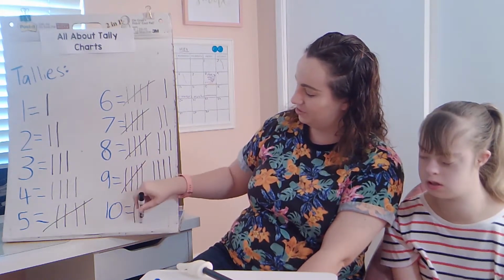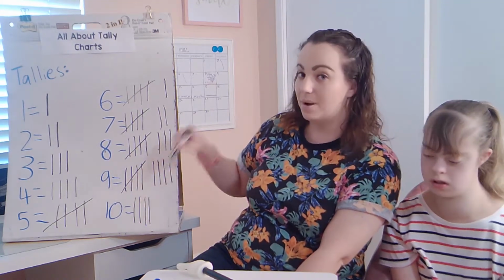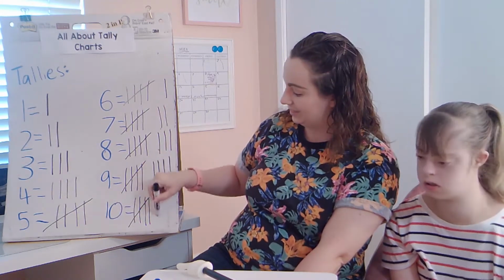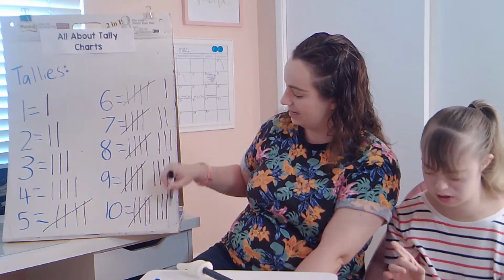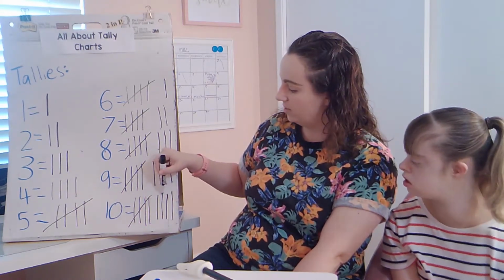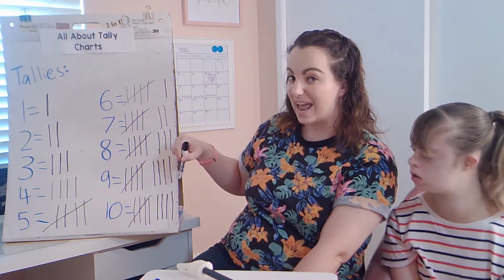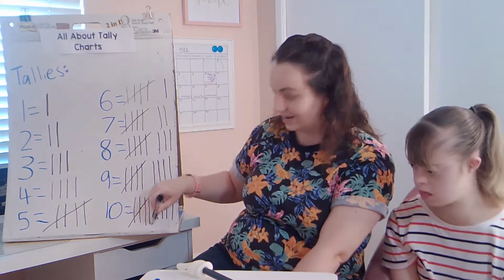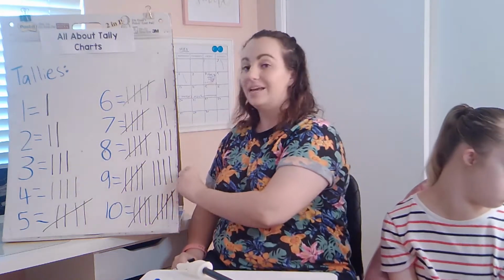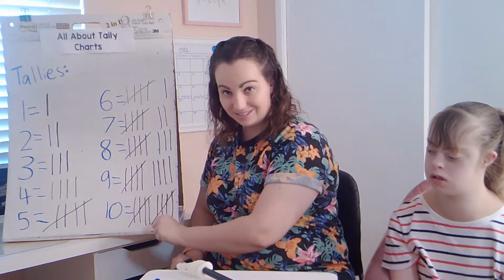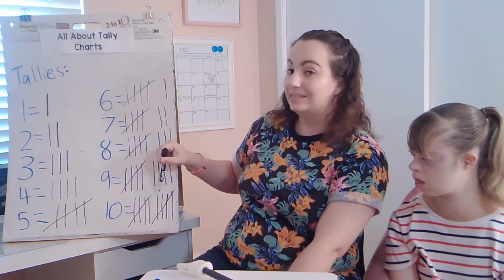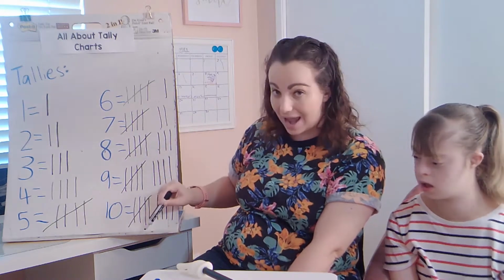1, 2, 3, 4. Remember, 5 is special. 5. And we keep going. 6, 7, 8, 9. I have one more line. It's the 5th line. 1, 2, 3, 4, 5. 10 has got to go across again. Whenever you're making your 5th line in tallies, it's special, goes across. So 10 is 1, 2, 3, 4, 5, 6, 7, 8, 9, 10.